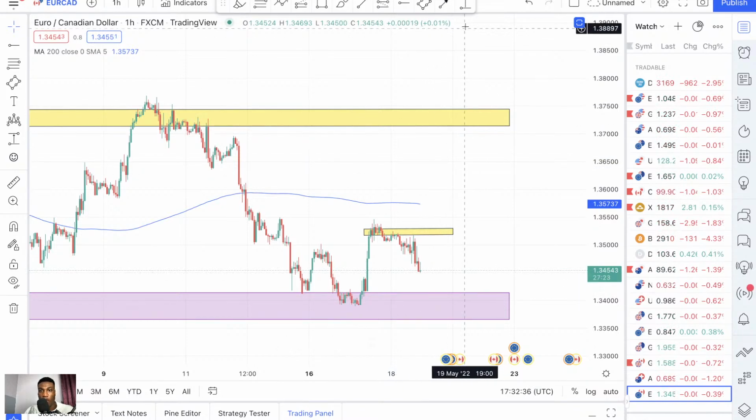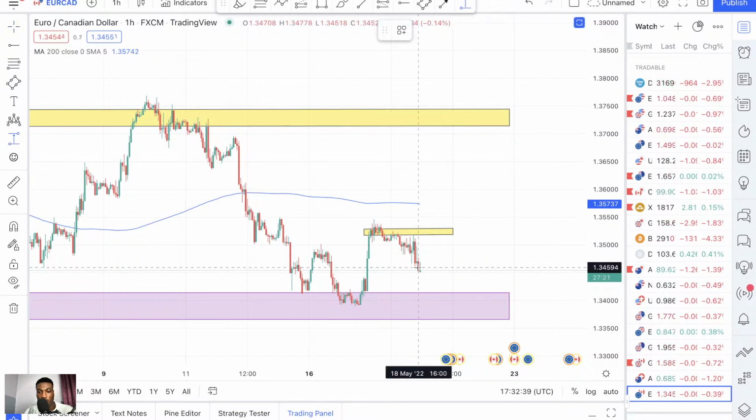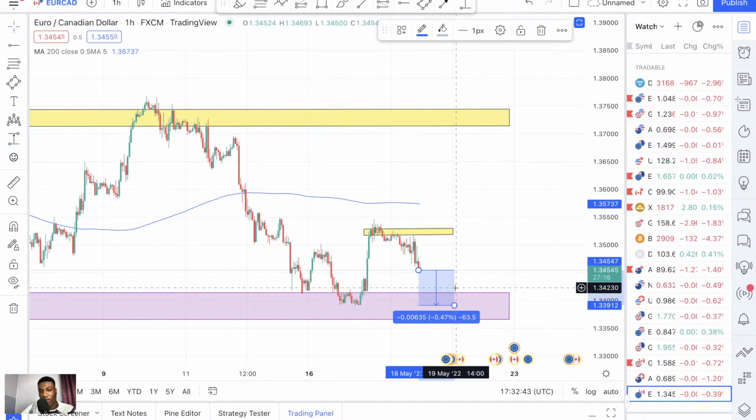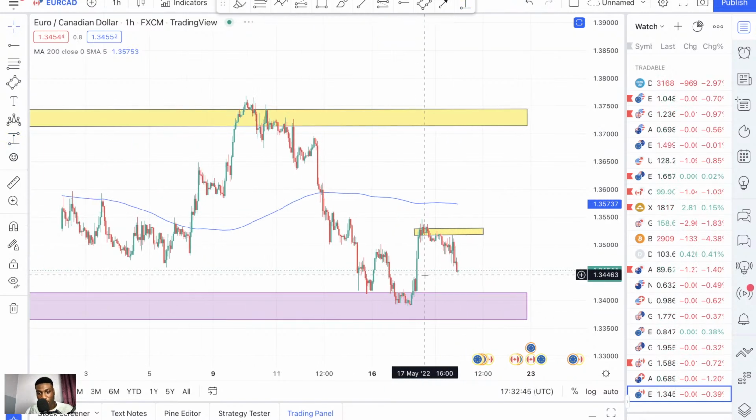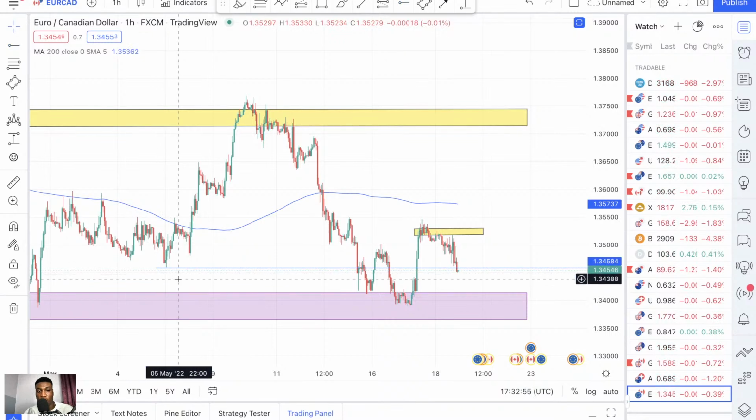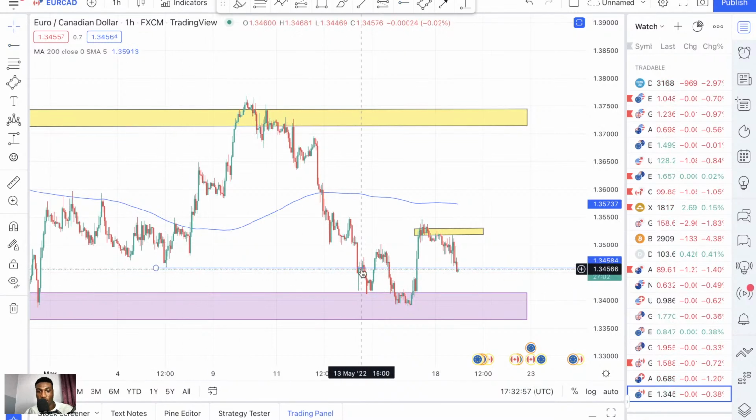Let me check how many pips that is. That's about 64 pips, right? And this is also a minor key level for EUR/CAD. If I take this back to this point, you're going to see a test at this point, you're going to see consolidations at this point, and EUR/CAD is currently at that same point where it made multiple touches.